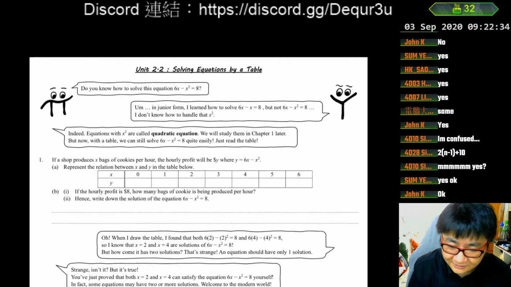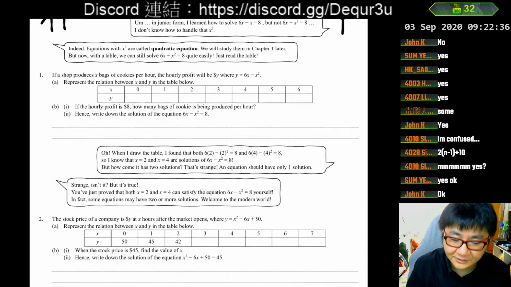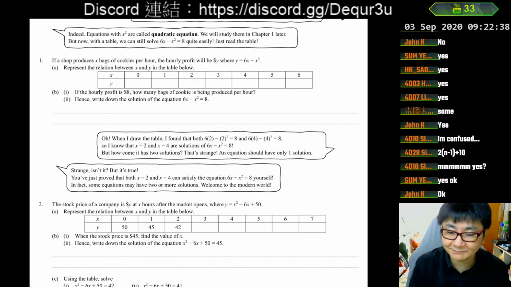Let's see the next part, which is unit 2-2. The unit 2-2 part. While the 2-1 part, I'll leave it to you to do by yourself. And by the way, I checked that.